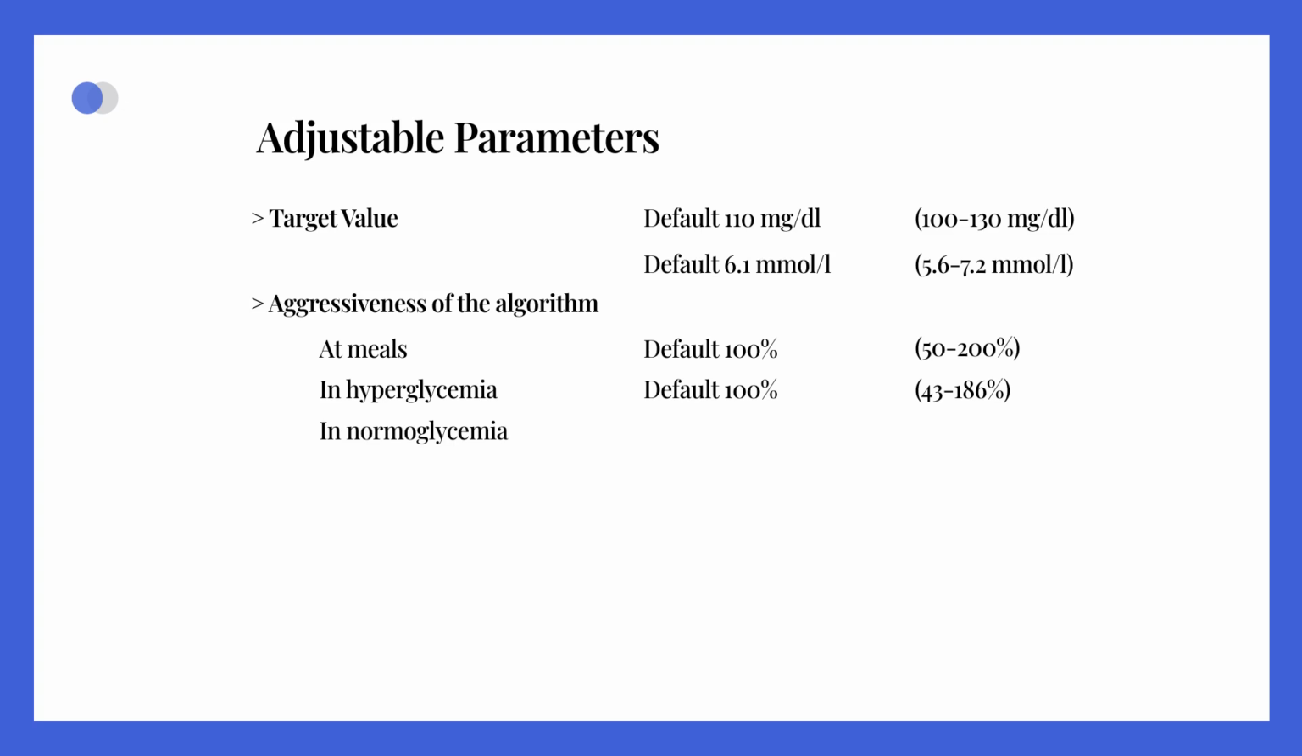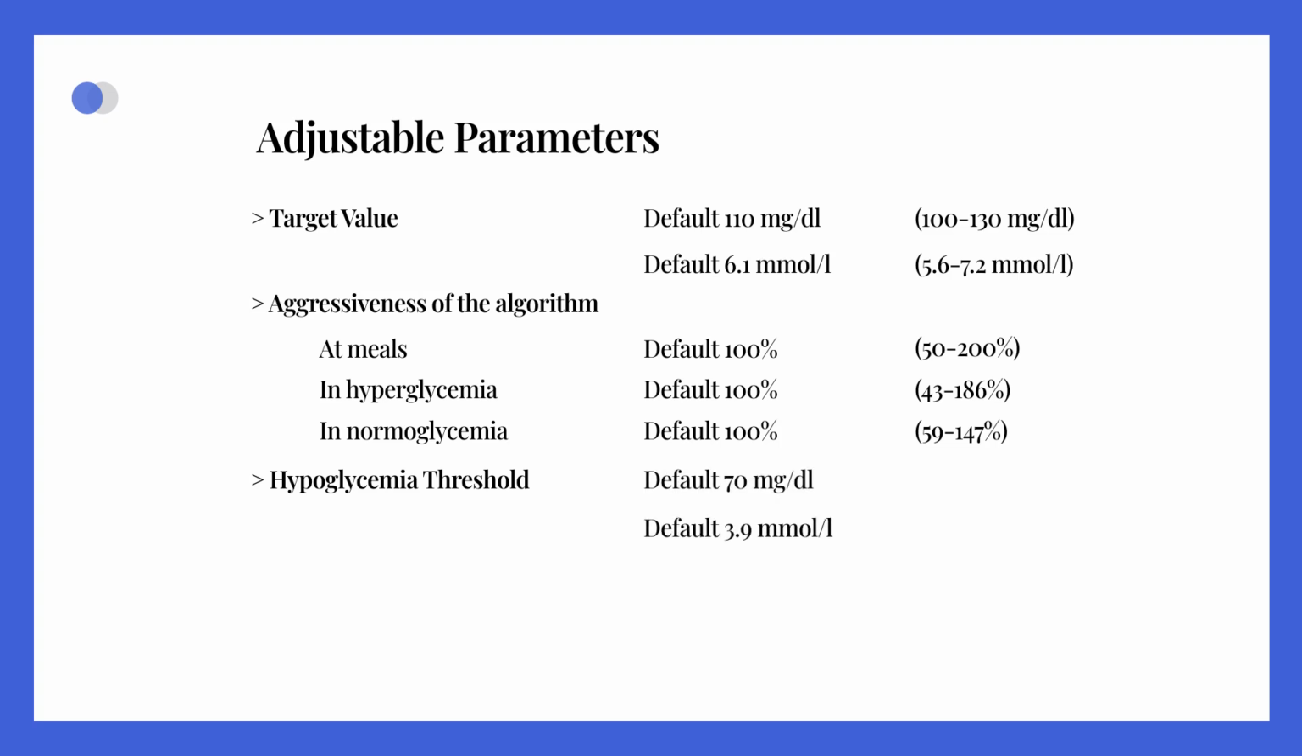The aggressiveness in normal glycemia modulates basal insulin delivery during normal glucose levels. The default value is 100%, and you can adjust it between 59% and 147%. Modifying this parameter makes the modulation of basal insulin more or less aggressive. The hypoglycemia threshold determines the glucose level at which the system recommends rescue carbohydrates and adjusts basal insulin delivery. The default value is 70 milligrams per deciliter or 3.9 millimoles per liter, but it can be set between 60 and 85 milligrams per deciliter or 3.3 and 4.7 millimoles per liter.